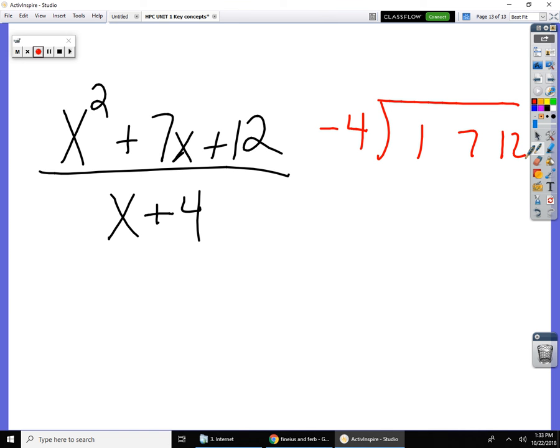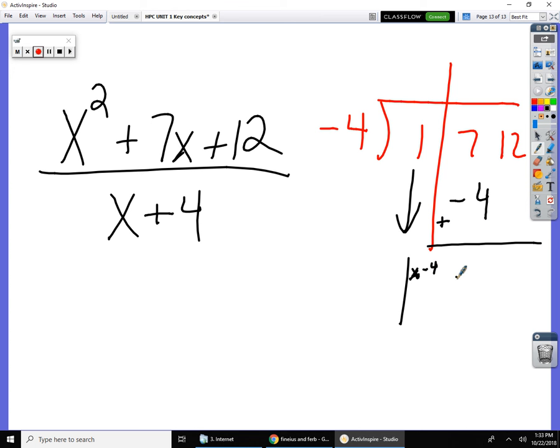If any power is missing, you must fill it in with a 0. Drop it like it's hot. 1 comes down. Now I'm going to multiply this by negative 4, and I get 7 plus negative 4 is 3. 3 times negative 4 is negative 12. My remainder is 0, because there is no remainder, because this is actually factorable. So this translates to x plus 3.